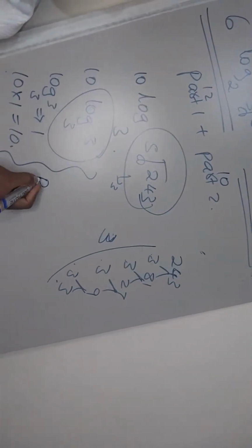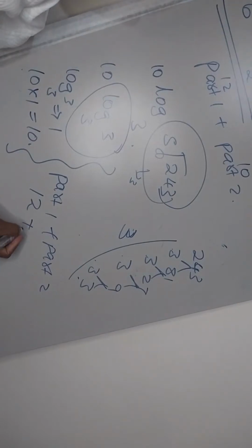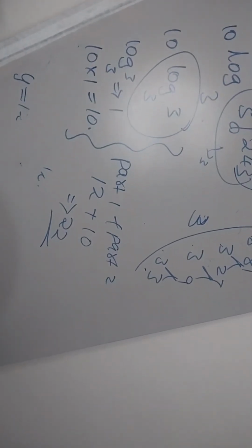So part 1 plus part 2 will be 12 plus 10, giving us a total of 22.